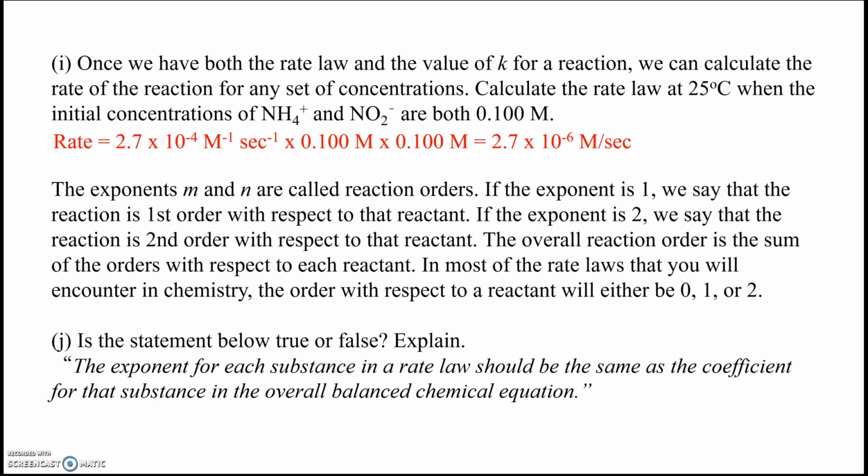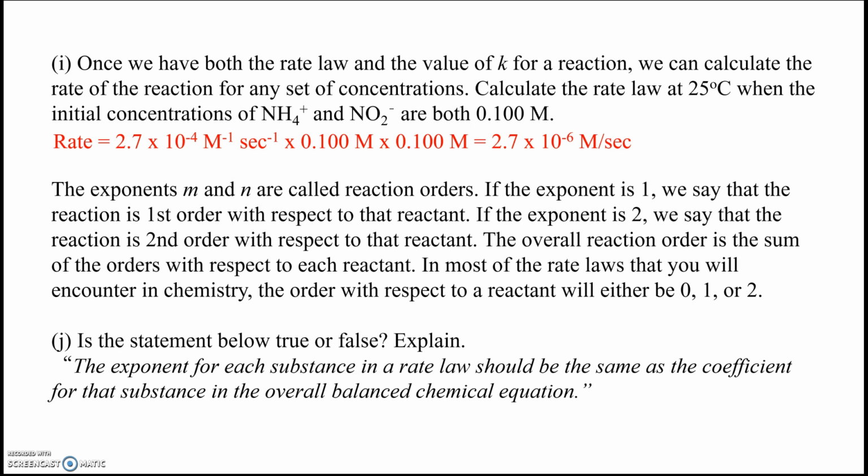These exponents, m and n, these are our reaction orders. Now, if the exponent is 1, we say it's first order. If it's 2, we say it's second order, etc. The overall reaction order is the sum of the orders with respect to each reactant. And most of the time in AP chemistry, they're going to be 0, 1, or 2. Now we need to evaluate a couple of statements.